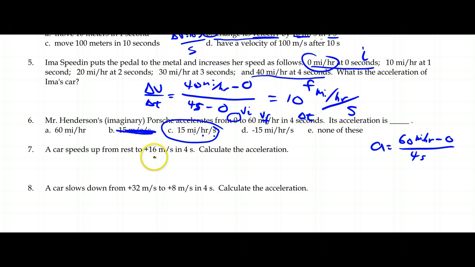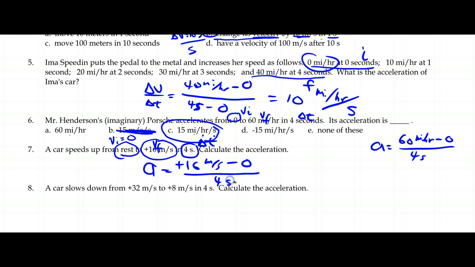Okay, number 7, car speeds up from rest. Rest is an important word. That means that your initial velocity is 0. It goes to 16 meters per second positive in 4 seconds. So again, we're looking for acceleration. This plus 16 meters per second is going to be our final velocity. This is going to be our delta t. So it's 16 meters per second minus 0 divided by 4 seconds. 16 divided by 4 is 4. And that's going to be positive. And it's meters per second for every second that we travel.